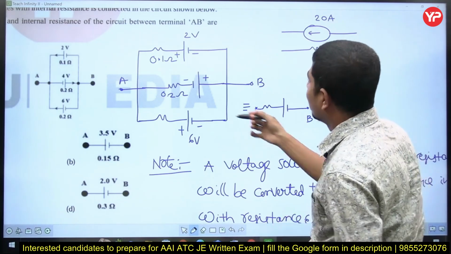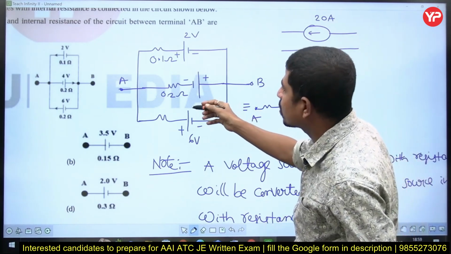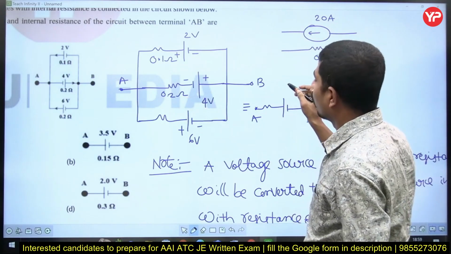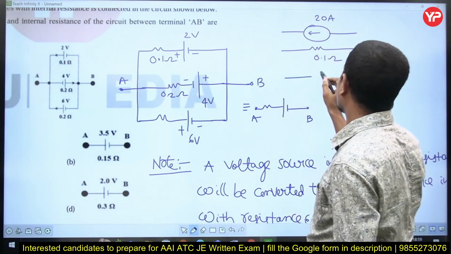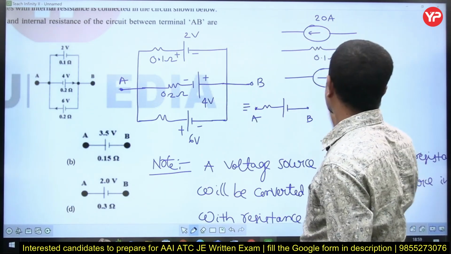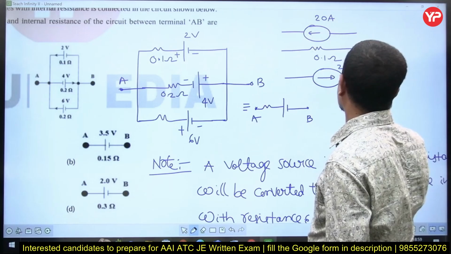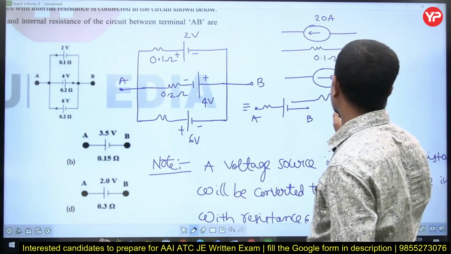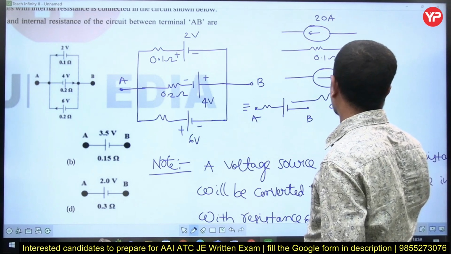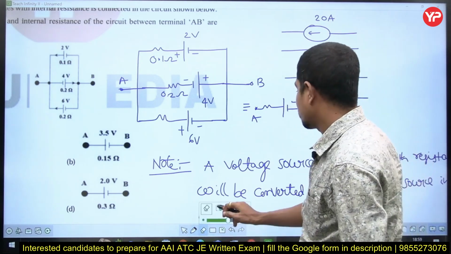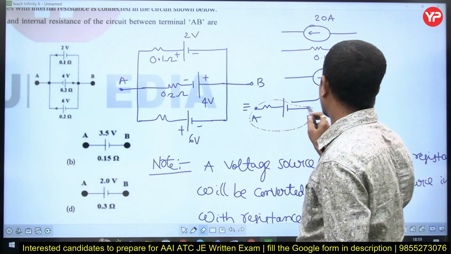Right? Then again convert this one. What is this voltage? 4 volts, I forgot to write 4 volts. 4 divided by 0.2 is 20 amperes. But the arrow is in this direction. Why? Your plus is in this direction, minus is in that direction. So this is 20 amperes, and the resistance is 0.2 ohms.